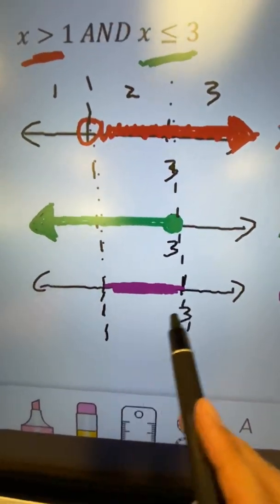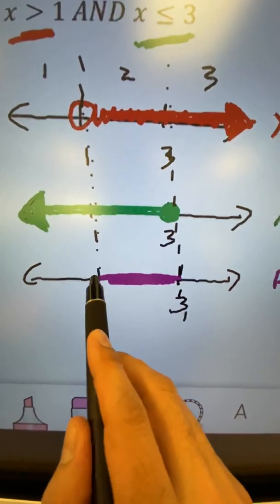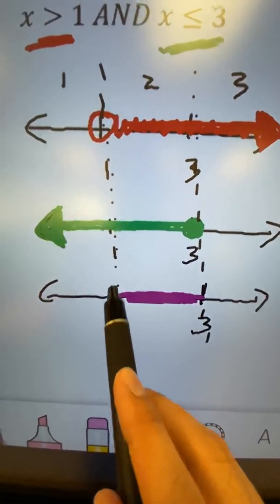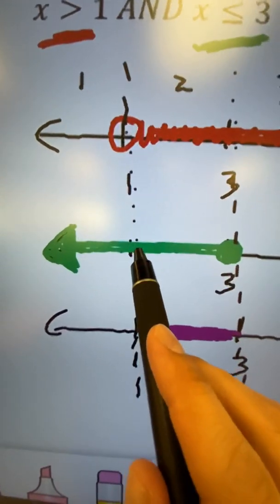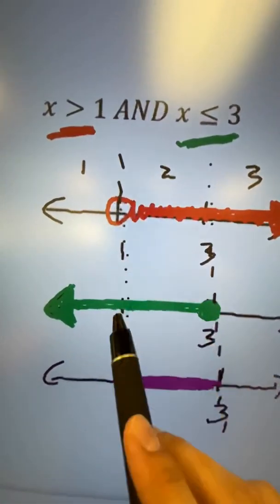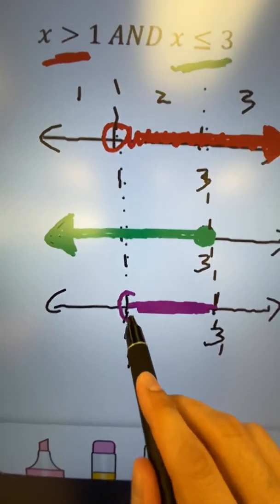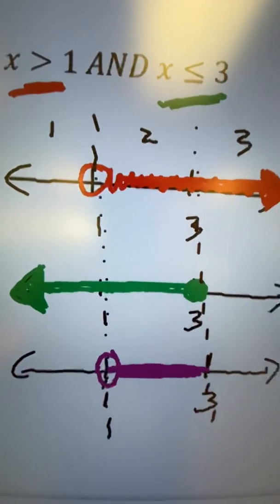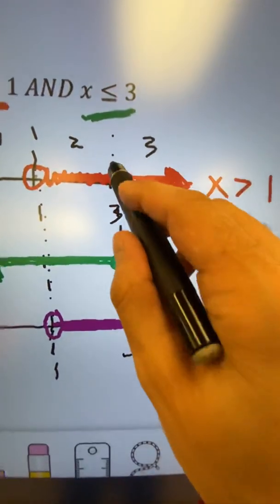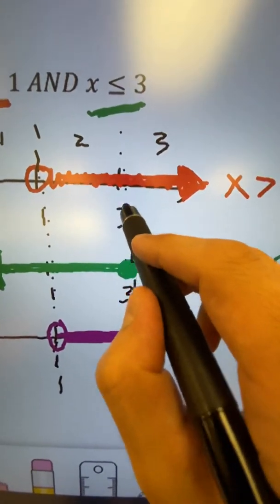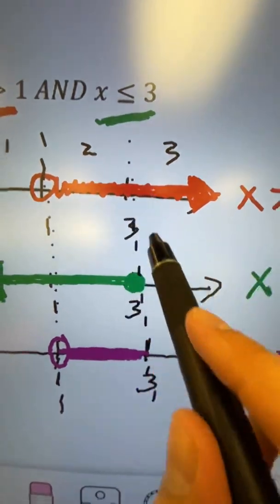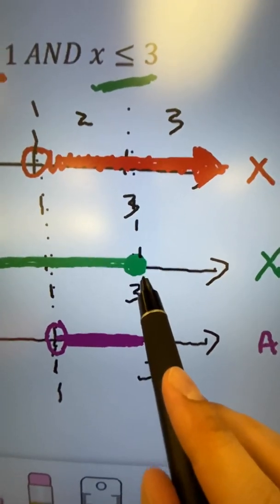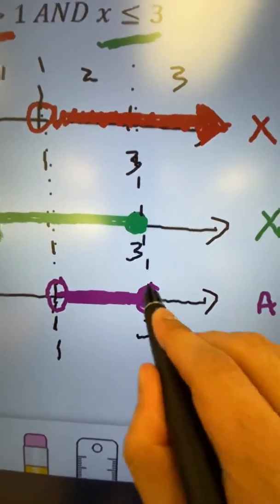The only other thing I have to take care of now is the endpoints. You can see the endpoint here is an open dot, which means we're not including it. Here we do have a solution. And remember, and is looking for a solution for both of them. So this one will be empty because they both don't have a solution at the value 1. And then here at 3, this is filled in. So we know there is a solution at 3. 3 is a solution for that set, and 3 is also a solution for this set, which means 3 will be a solution for this one as well.